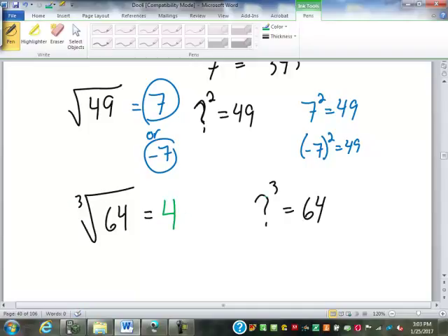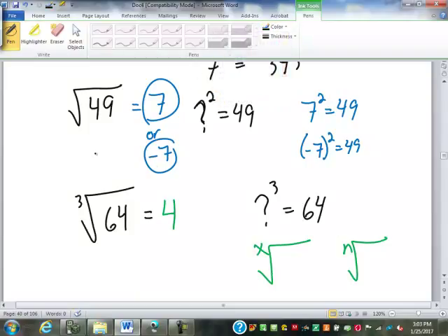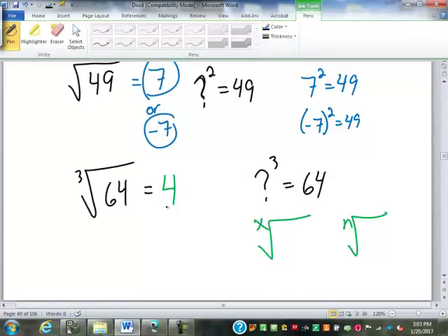On your calculator to do a third root, some of you have a third root key. Others have an X root or an N root key like that. You have to type in the 3, hit your X root or N root, then type in the 64. Notice I didn't say 4 or negative 4 here, because here 4 to the third power equals 64. But a negative 4 to the third power is not 64. It's a negative 64. So when it's a third root, we only have one answer.